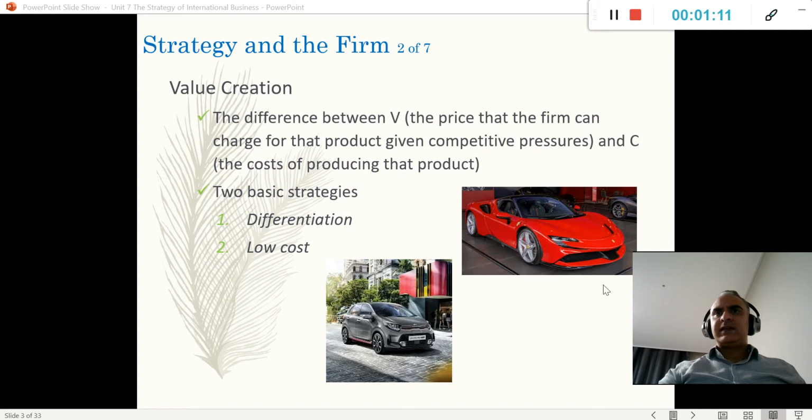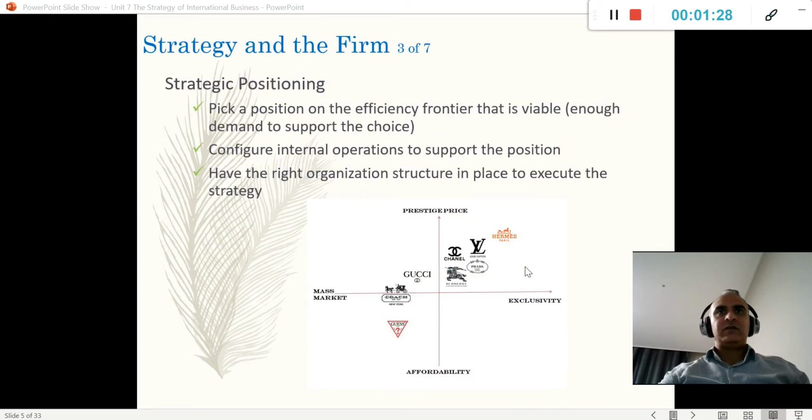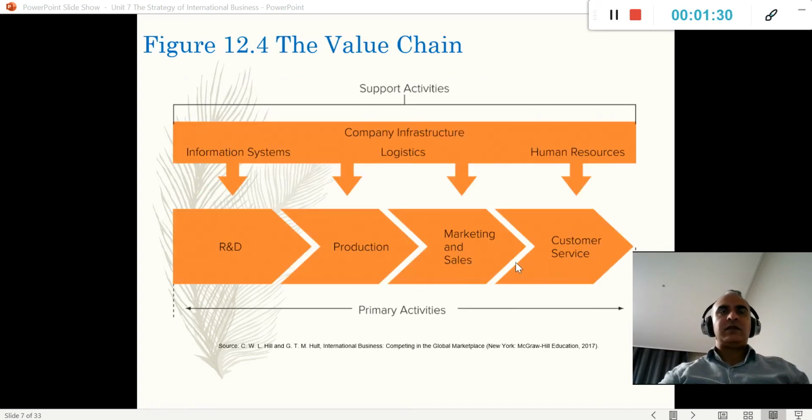On the right side here, I have, for example, a Ferrari. So the value creation, the value comes from using top materials, top procedures, top design, engineering, etc. For example, in this case, we can look at it here in the primary activities and the research and development: that this car runs very fast. The production is done by hand.